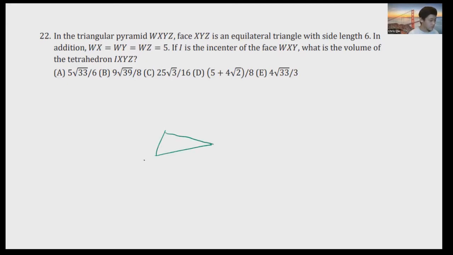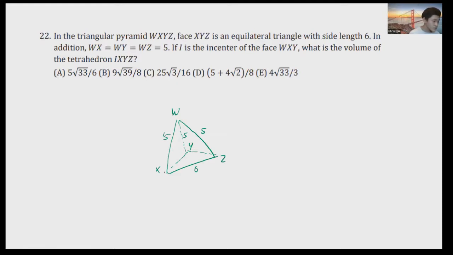So let's have X, Y, and also let's have W in front. All right, let's start by drawing the base. So we have these three, and let's also draw these three. And so we have our tetrahedron here. And let's say this is W, this is X, this is Y, this is Z. And so WX, WY, and WZ are all 5. And XZ, YZ, and XY are all 6.